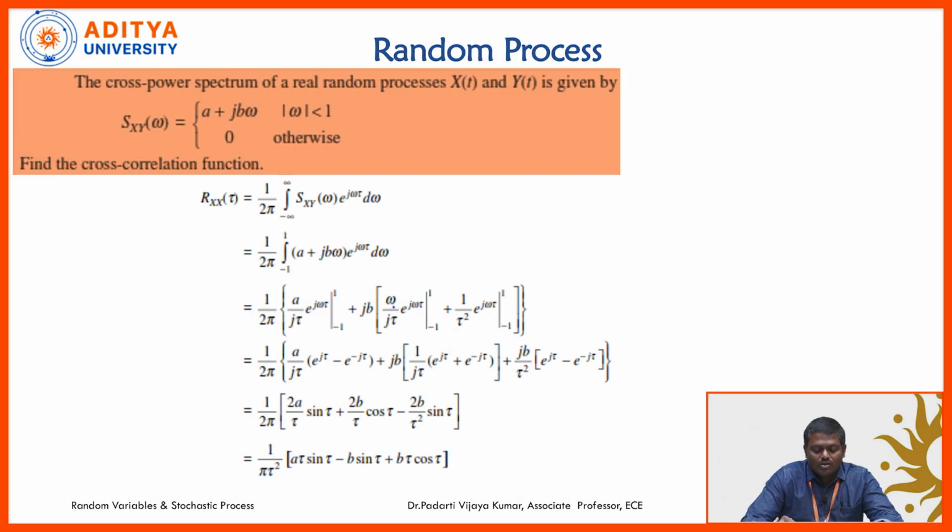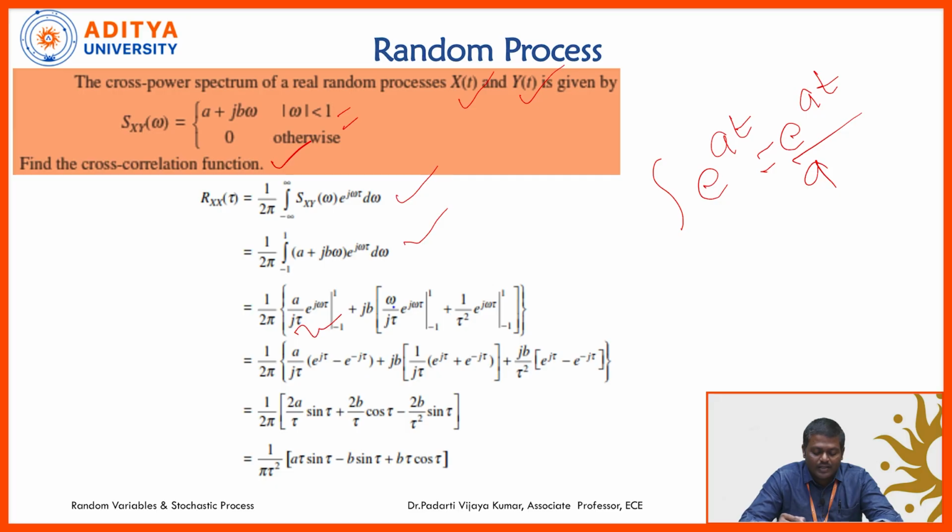Okay. Let us solve one more problem. The cross power spectral density is given to us, Sxy of omega. You need to compute the cross correlation. Very direct problem. You need to apply the inverse Fourier transform. Applying the inverse Fourier transform, where omega is limited over the range minus 1 to 1, a e power j omega tau. The integration of e power at is e power at by a. Using that relation, this can be written like this. And here j b omega into e power j omega tau.